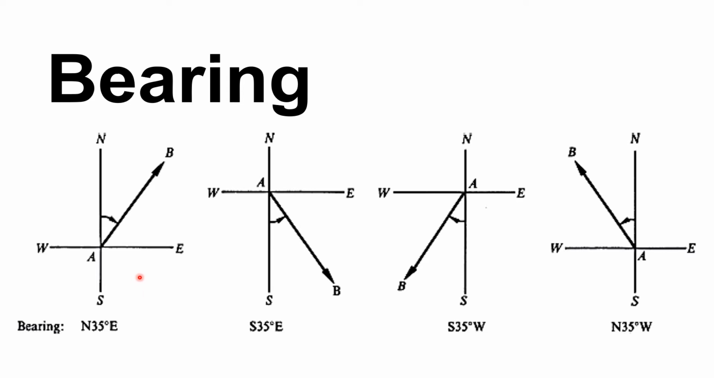So for example, you can see that an object at point B from point A will have a bearing of 35 degrees east of north, or you can write it as north 35 degrees east, since this angle is 35 degrees and the line from A to B is at the east side of the north line.